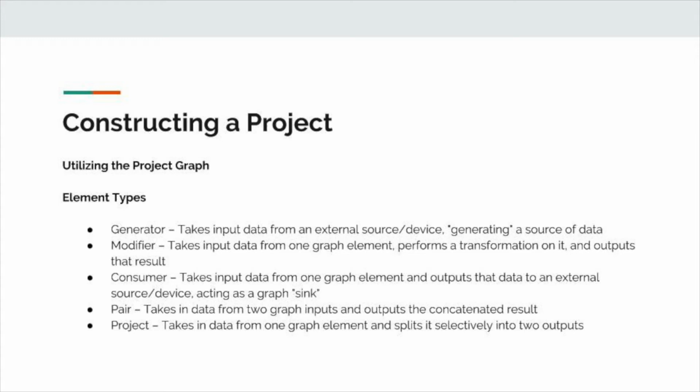These include generators, which take input data from an external source, modifiers, those like machine learning algorithms that take data and transform it in some way and output the result, consumers that take in data and output it to an external source, and pair nodes and project nodes, which combine and split data streams.